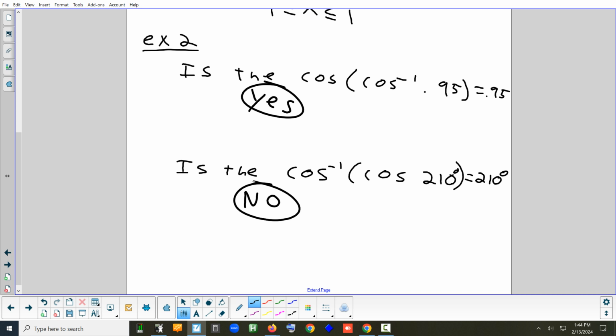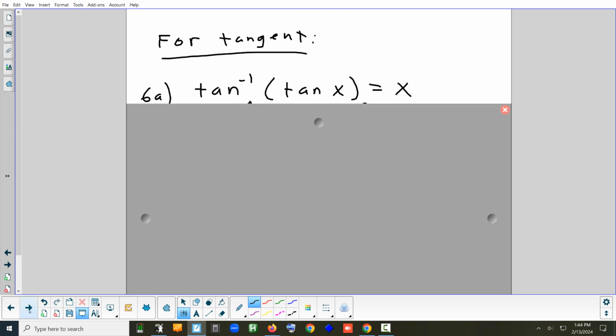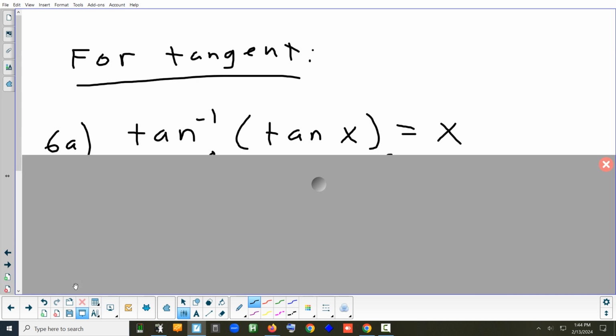Any question on that? All right, so let's look at the last one. Inverse tangent and regular tangent cancel each other out. You'll get back whatever you started with, as long as you are between, what did we have to be between yesterday? I think we did inverse tangent. -90 and 90.